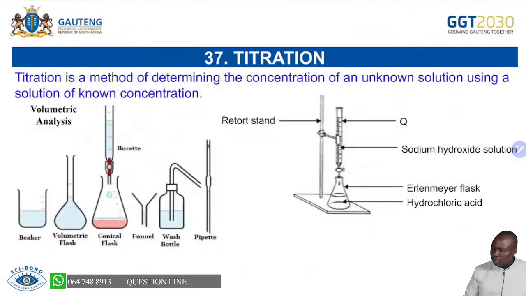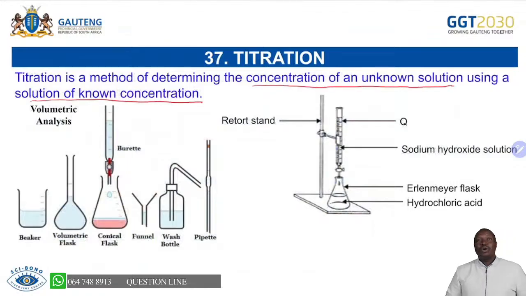So we're saying it's a method of determining the concentration of an unknown solution using a solution of known concentration. Already I told you that a solution of known concentration is a standard solution. So we're going to use a standard solution to determine the concentration of another solution. Now, we call this volumetric analysis.